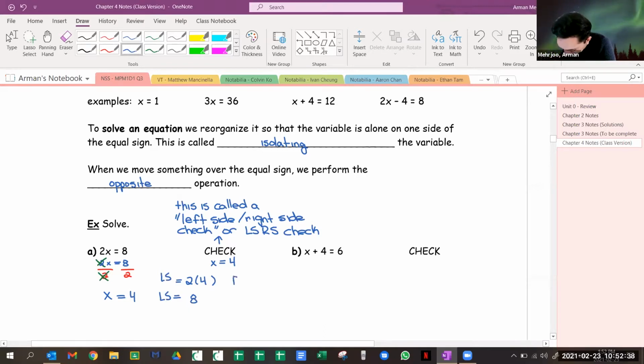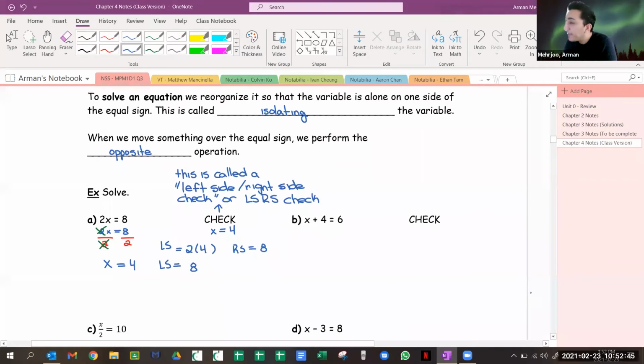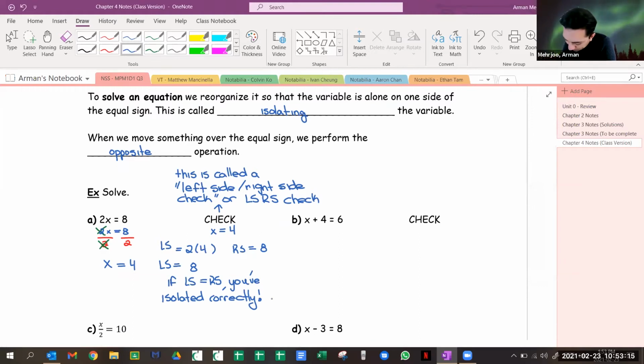And on my right side of my equation, I already had 8. So does my left side equal my right side? Yes. So if left side equals right side, you've done it correctly. Perfect. Let's go to the next one.